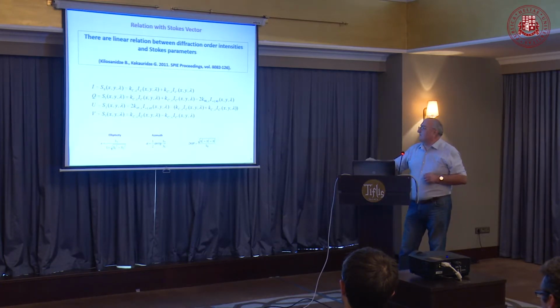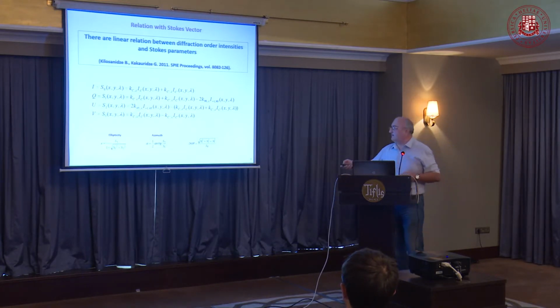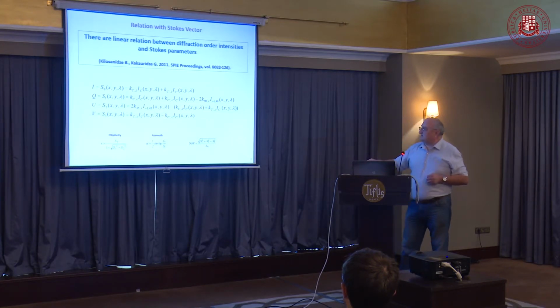So we can easily calibrate the setup and go from the intensities. The I's are the intensities in the different diffraction orders, and the K's are the coefficients, which depend on the wavelength, of course, and on the current elements or current setup. So we can calibrate easily and go to the Stokes vector.